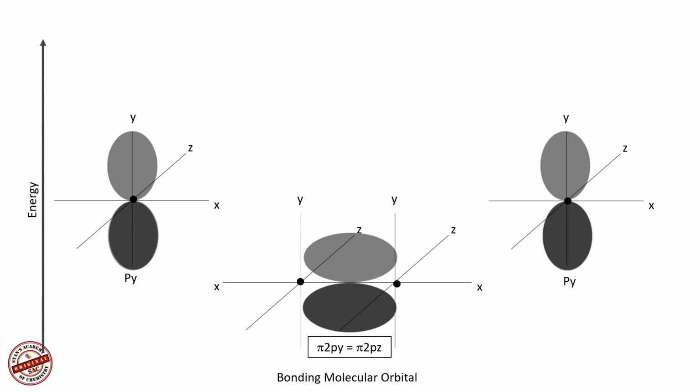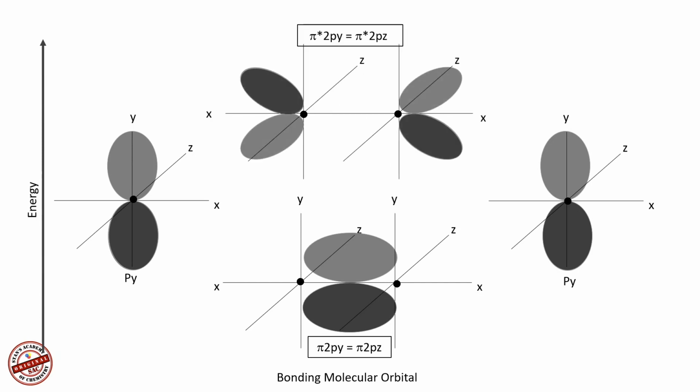orbital formation. Similarly, they can undergo an anti-bonding molecular orbital formation where the electron density between the nuclei is much less, and they are called pi star 2py, which is also the case for the pz overlap, which is pi star 2pz. The pi star 2py and pi star 2pz have higher energy than the atomic orbital. The pi 2py and the pi 2pz have lower energy than the atomic orbital.